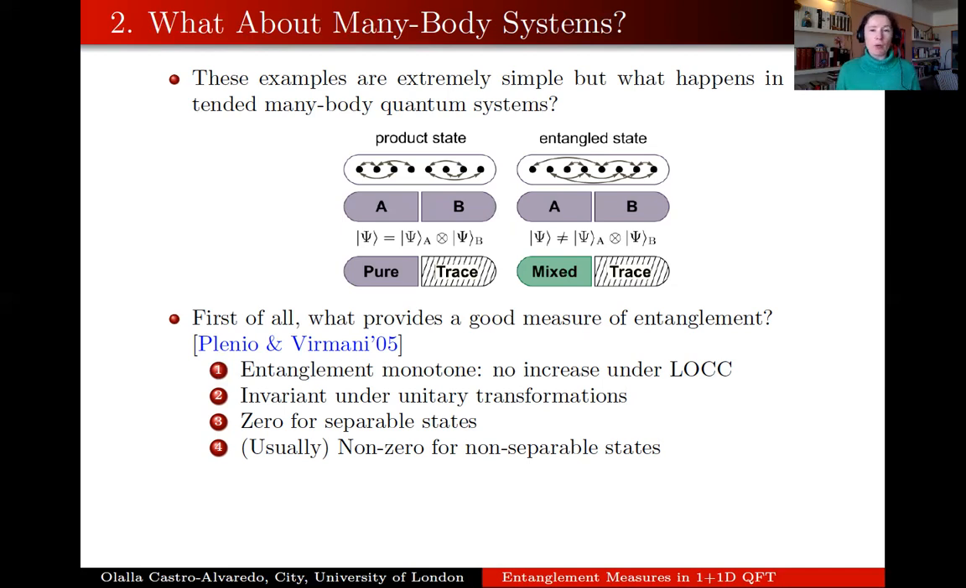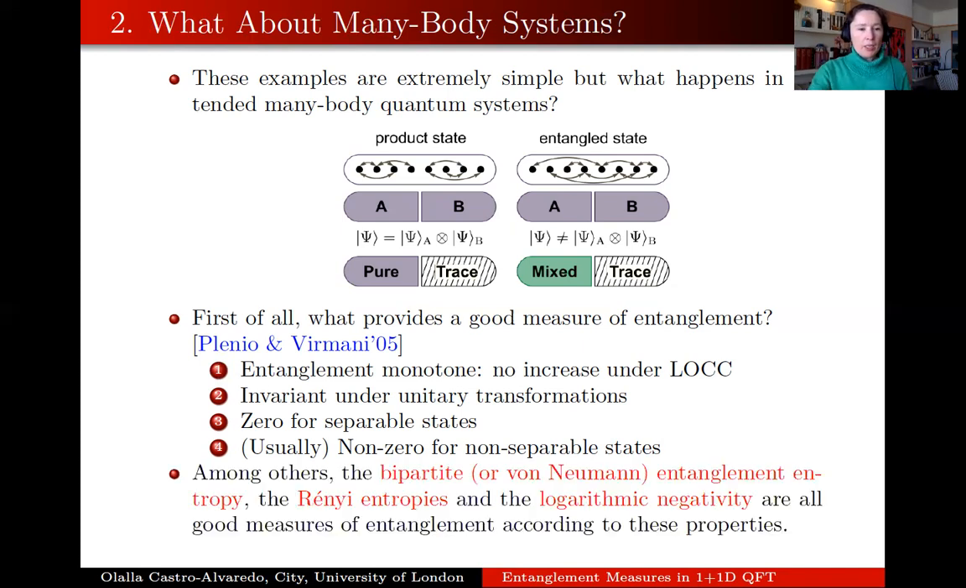These are desirable properties, and on top of those, depending on which measure you like to use, there are other conditions that you can put. If you want to know more, I again recommend that review up there. Some very common measures of entanglement that satisfy these properties are the bipartite entanglement entropy, also called von Neumann entropy, which is the quantum generalization of Shannon's entropy. Then we have generalizations of these, which are called Renyi entropies. I'll define those in a minute. And then there are other measures such as logarithmic negativity, which are quite different.